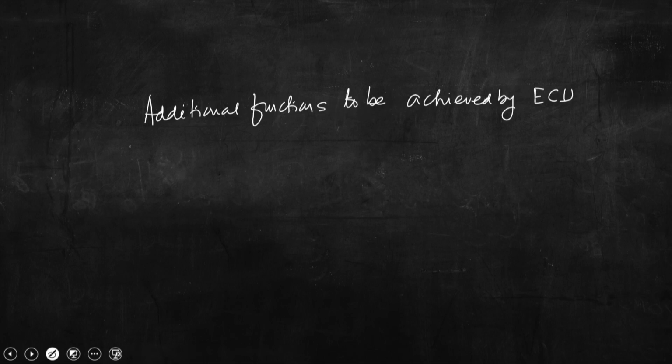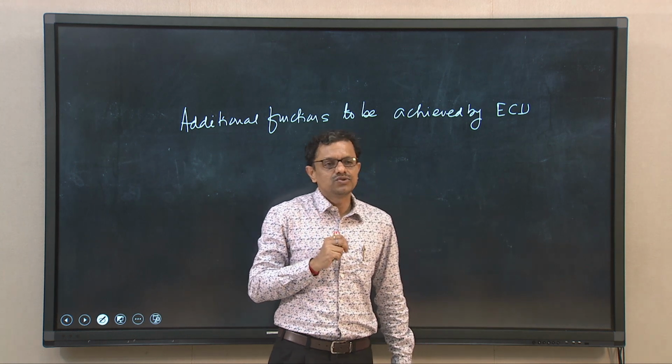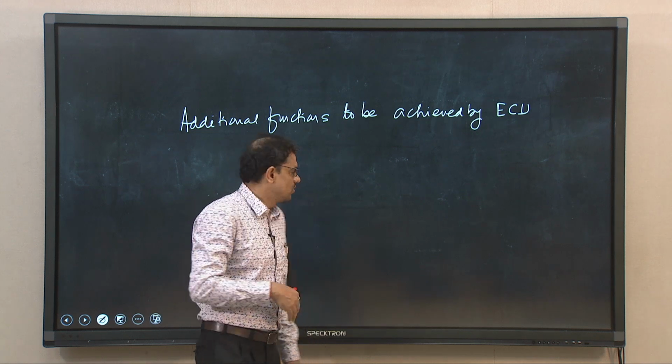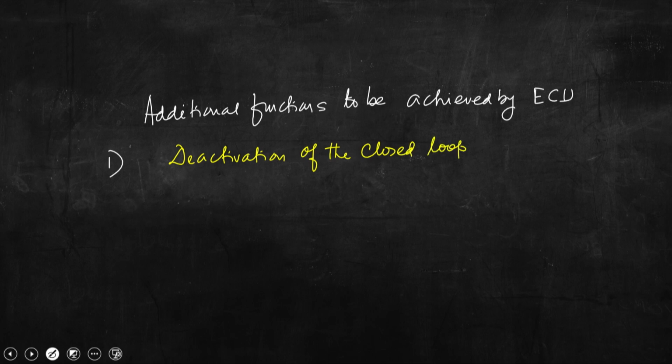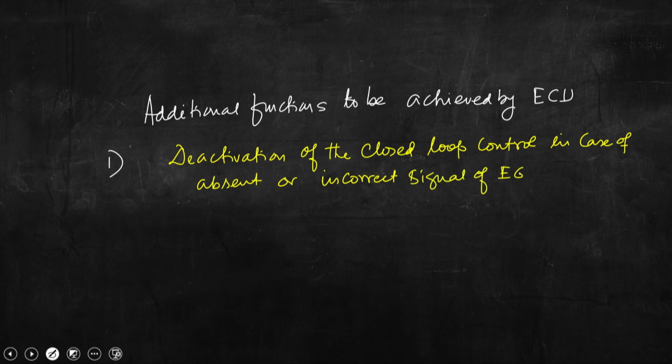So, these additional functions are to be achieved by an ECU only to take into account the possibilities of sensor failure. Okay. Thus, I am writing very quickly. One is deactivation of the closed loop control in case of absent or incorrect signal of EGO. EGO, that is exhaust gas sensor, right.